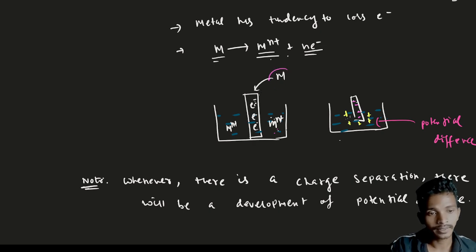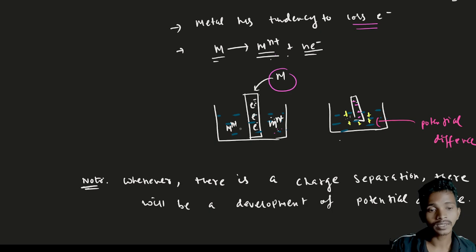Here the metal has a tendency to lose electrons. As we discussed in galvanic cells, whenever the metal oxidizes, it leaves the electrons in the electrode, which is why the electrode gets a negative charge. So the metal leaves electrons here, and in the solution, since the metal is coming into the solution, the metal ions carry positive charge, meaning the solution gets a positive charge, because extra positive charge is coming into the solution.